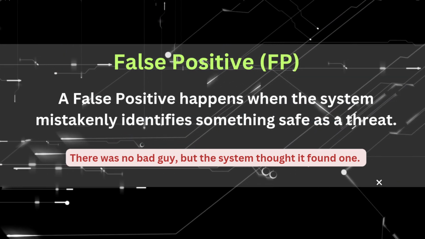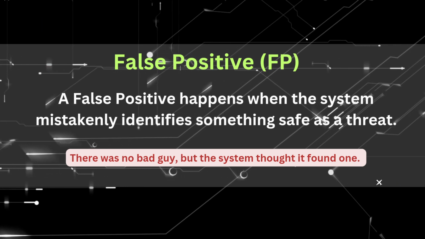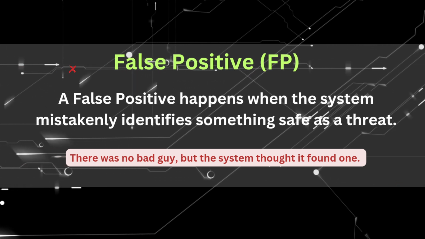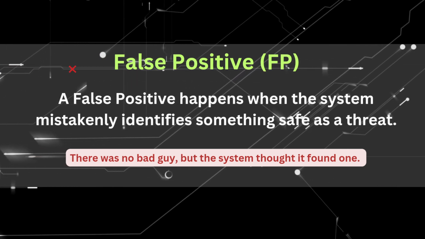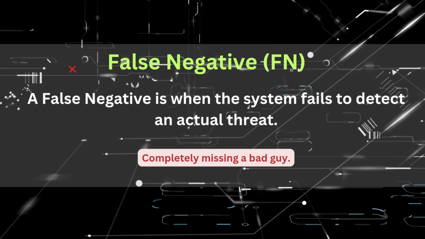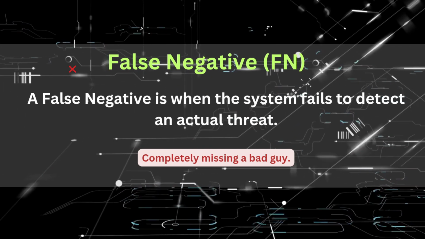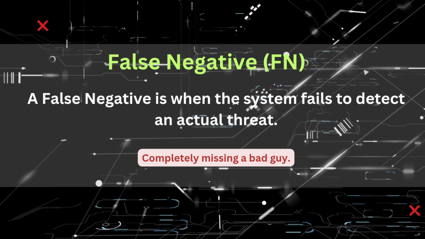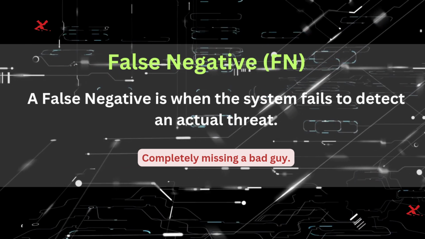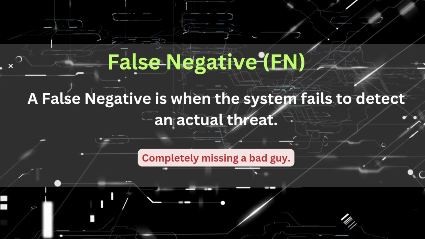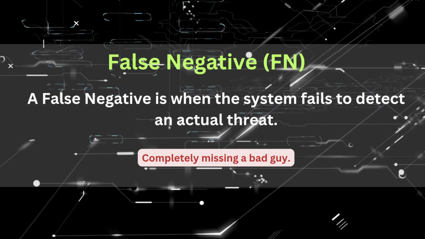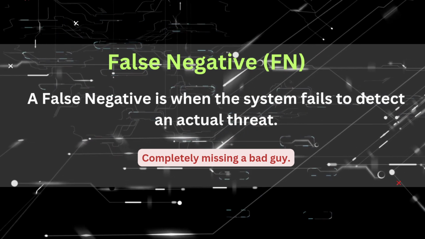It's like your home security system going off even though you know there's no intruder, it's just an unnecessary alarm. False negative. This is when the system misses an actual threat, which means that it doesn't detect something harmful when there's something really harmful out there.